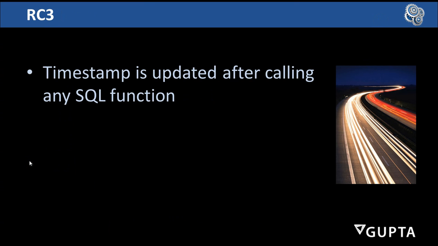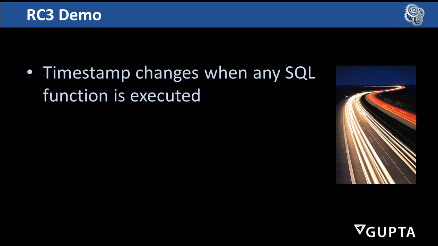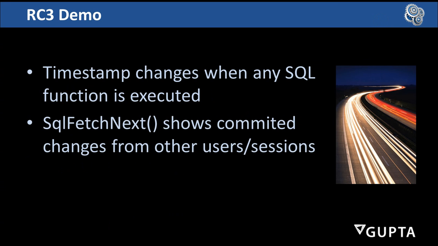RC3, the timestamp is updated after calling any SQL function. So highest volatility of data actually. SQL fetch next retrieves changed data from other user sessions during a transaction. So as quickly as possible, you actually get to see what other users have done to the data. Now let me show you how the RC3 isolation level works. With RC3, the timestamp changes when any SQL function is executed. SQL fetch next shows the committed changes from other user sessions.